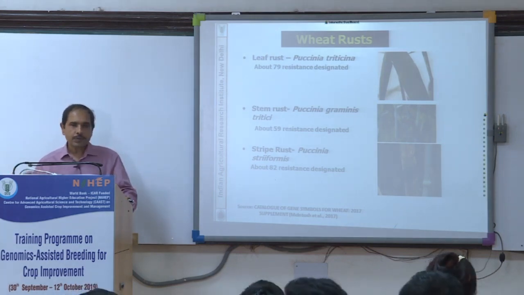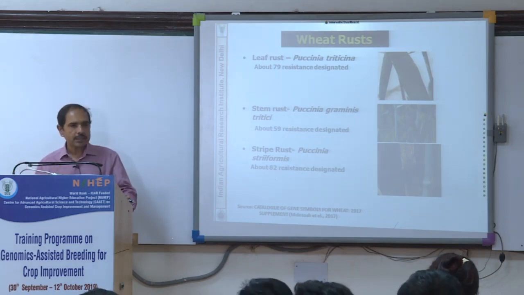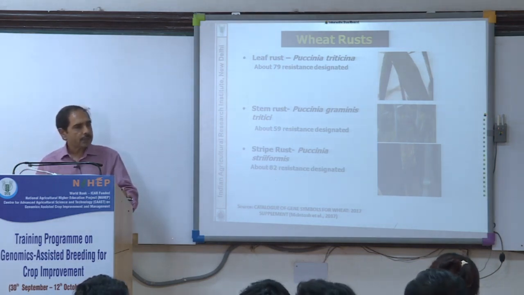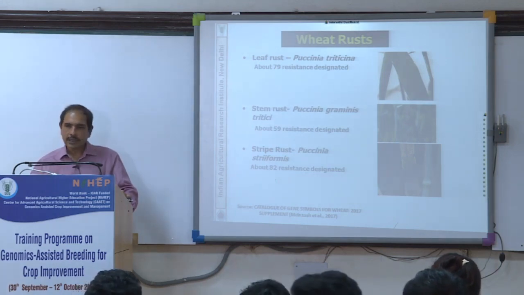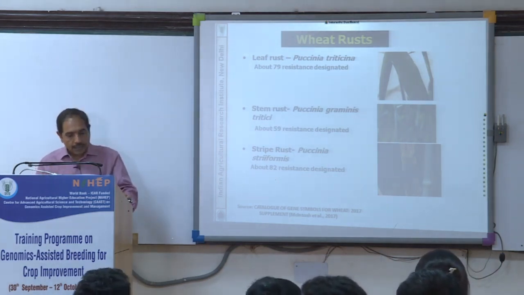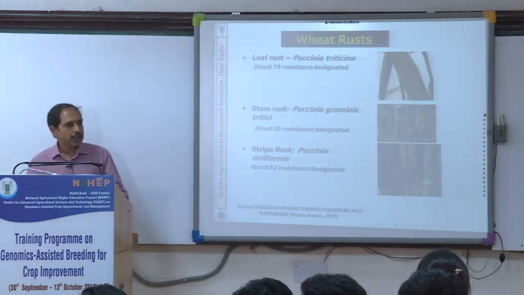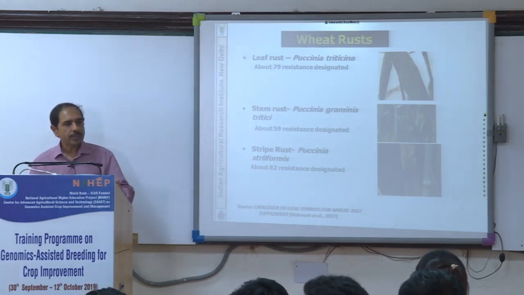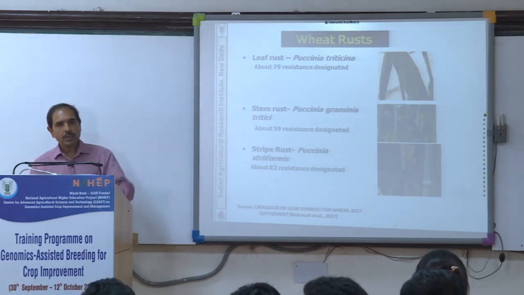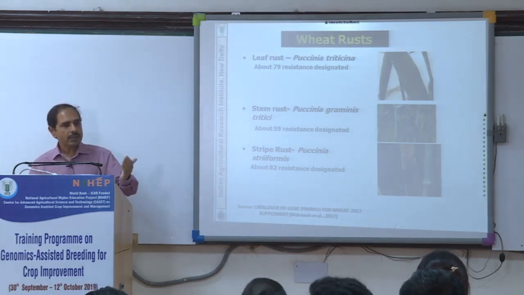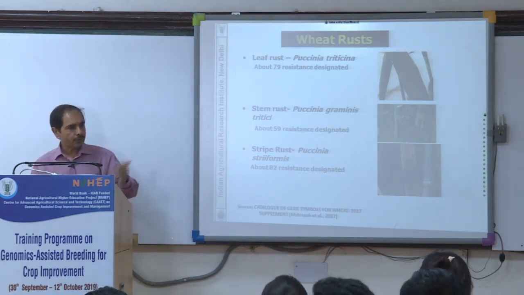Leaf rust you find from north to south anywhere, because this pathogen has a broader adaptability as far as temperature is concerned. At slightly lower temperature the disease may come, and it may come at higher temperature also. Stripe rust is a disease which you will find in northern areas only, in the northwestern plains, what we call Punjab, Haryana, western UP and northern Rajasthan also, Ganganagar areas, and then of course the Himalayas.